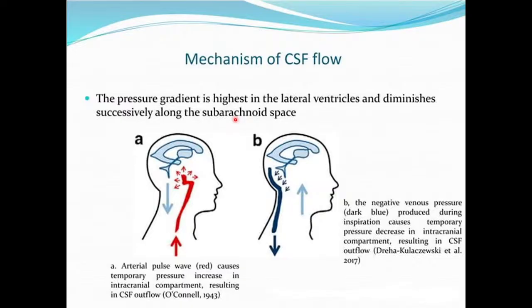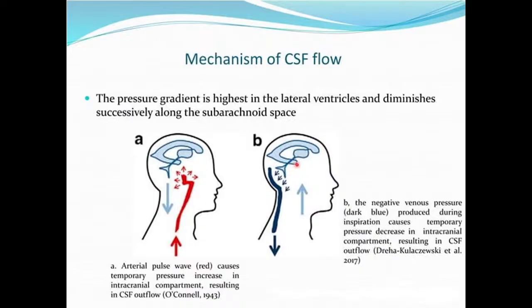The mechanism of flow. The oldest theory is through the pulsation of the arteries. So, the CSF present in the ventricle, with the pulsation, there is mechanical pressure over the ventricle. So, the CSF flows in the direction from lateral ventricle to third to fourth ventricle, and that is the Cornwell hypothesis. And the other one is the venous hypothesis of Dreher and Kolaczewski. They said that the negative pressure built in the veins causes flow of CSF in the ventricular system.